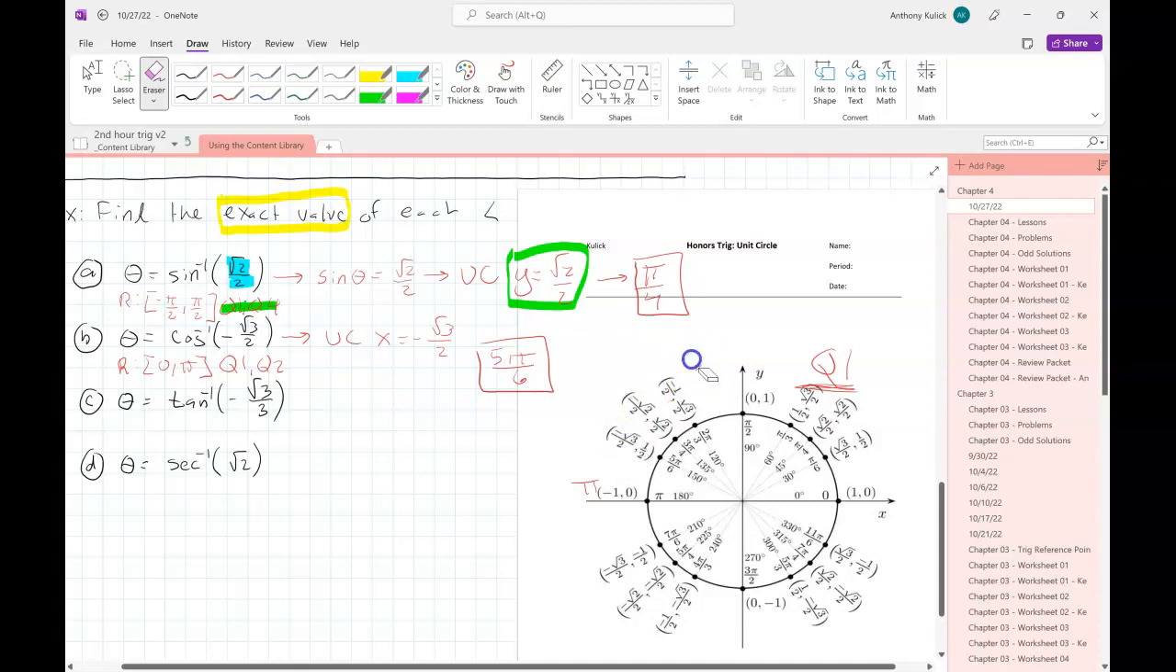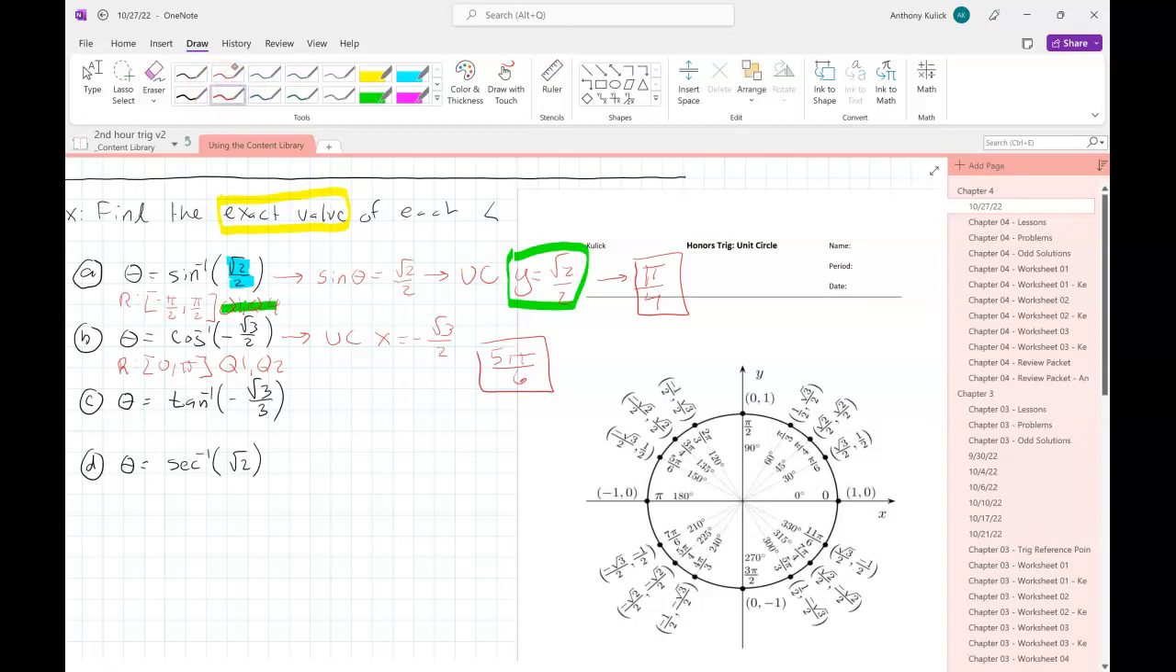Let's do the next one, right? What's the range for tangent? Okay. And which quadrants does this lie in? We already kind of did this. 1 and 4. Should be the same as sine, right? Now I'm going to go to my unit circle and look for the place where tangent, remember, is y over x.